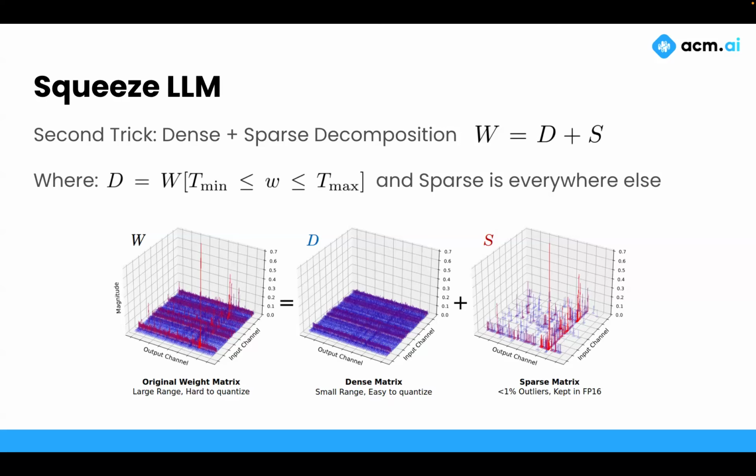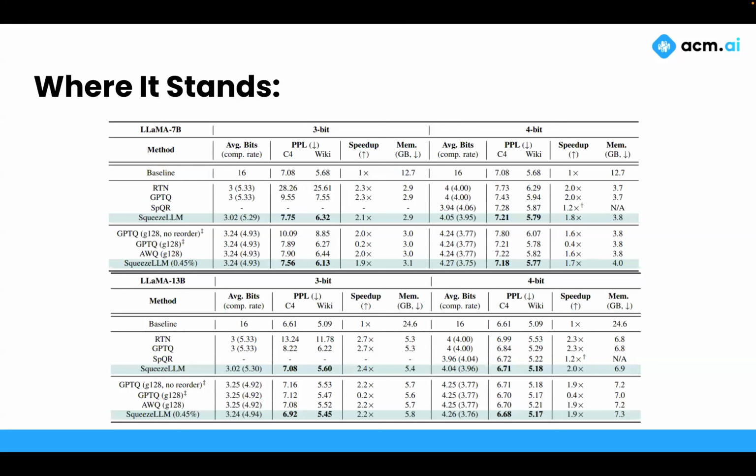So what they do is they just keep the tiny percent of outliers. In this graph, they say less than 1%. It's more like around 0.5% of outliers in a sparse matrix. And then the rest is represented in a dense matrix. So basically, because now this dense matrix has significantly less range, it's a lot easier to quantize accurately. So you can see that they get a very significant speed improvement over GPTQ.